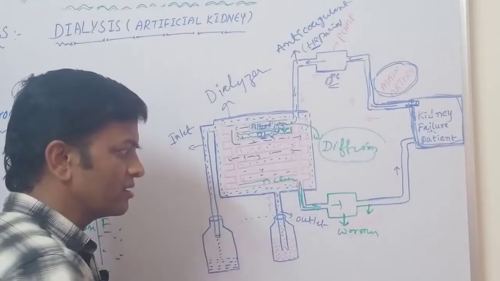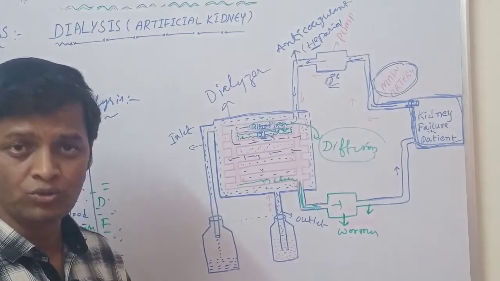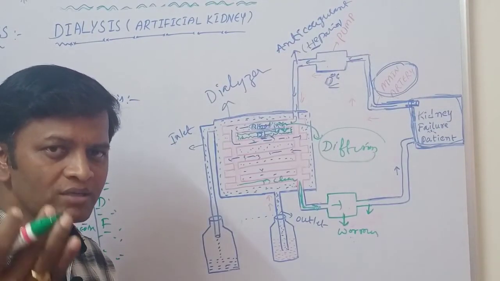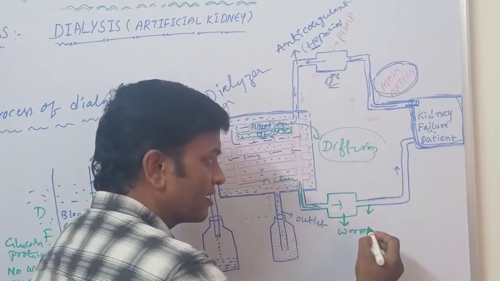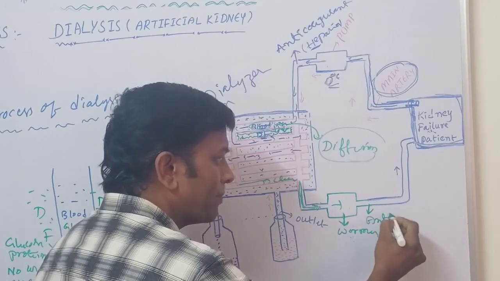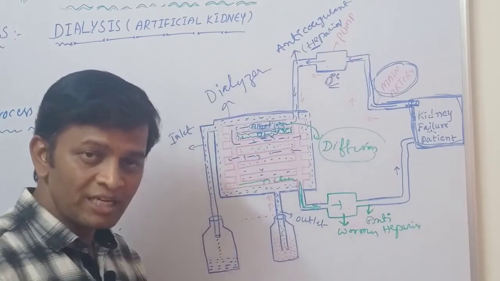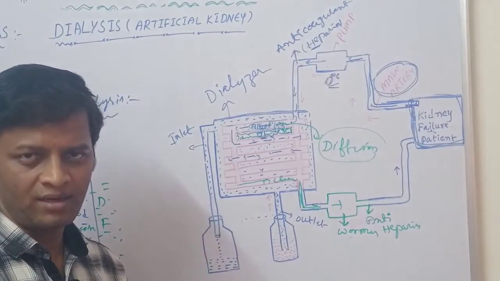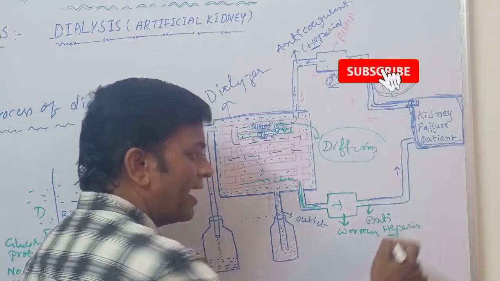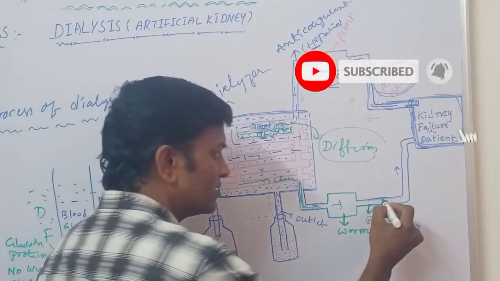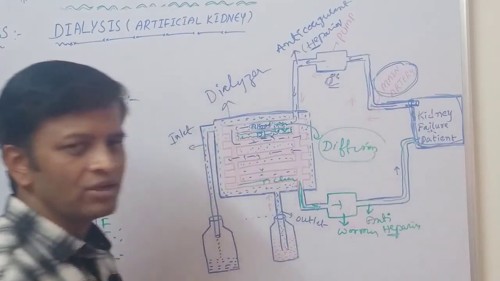After purifying, the blood is sent into the warmer. In this warmer, we bring the temperature of the blood to normal. Then again, what are we adding? Here we are adding anti-heparin again. Why? Because if any excess heparin is there in that blood, that heparin can be neutralized with the help of anti-heparin. Then the blood is sent into the veins, and it enters the kidney failure patient.